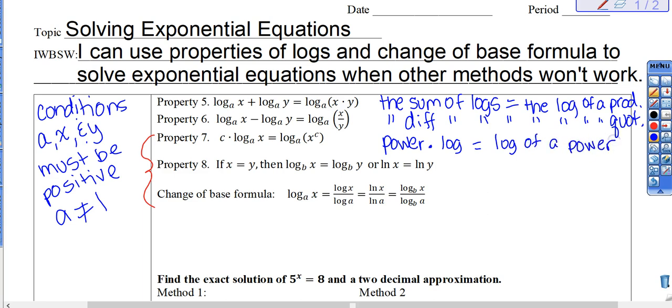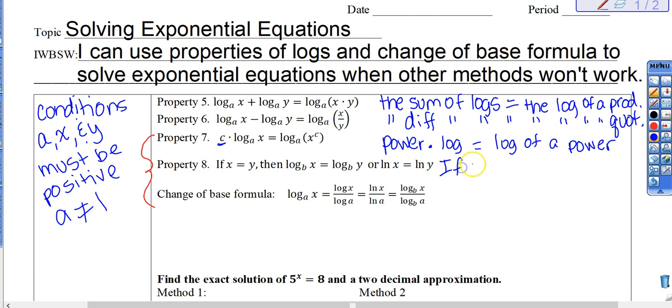We will use this often today to get the X out of the exponential position and bring it down to this position so that we can solve for it. Okay, and then property 8 is the reverse of what we usually see. Usually in property 8 we'll say if the log of a number equals the log of another number, then the numbers equal each other. Here we have if the numbers equal each other, then the logs of those numbers are also equal. So it goes like this.